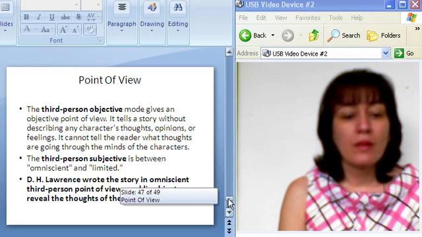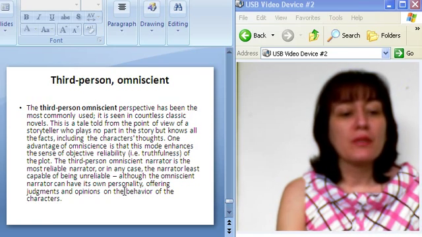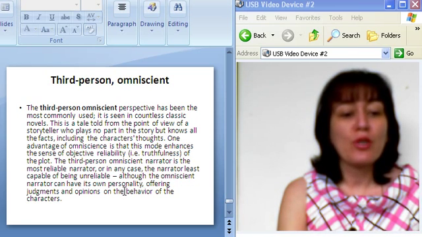Third-person omniscient. The third-person omniscient perspective has been most commonly used. It is seen in countless classic novels. This is a tale told from the point of view of a storyteller who plays no part in the story, but knows all the facts, including the characters' thoughts.